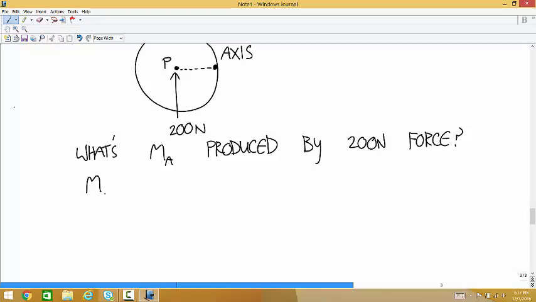And the absolute value of the moment then is equal to 200 times, what's the distance between P and A? It's one radius, yep. So that's 20 Newton meters. Oh, I didn't talk about the units yet. This is what the SI units are. I'll get that in your notes. So that's the absolute value of the moment.